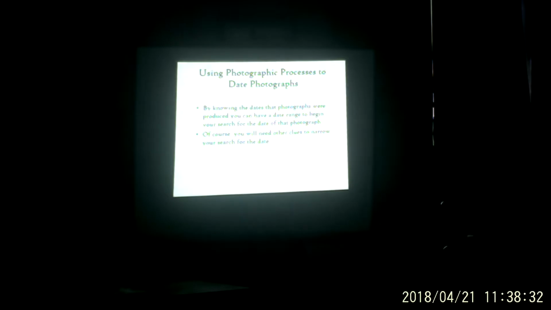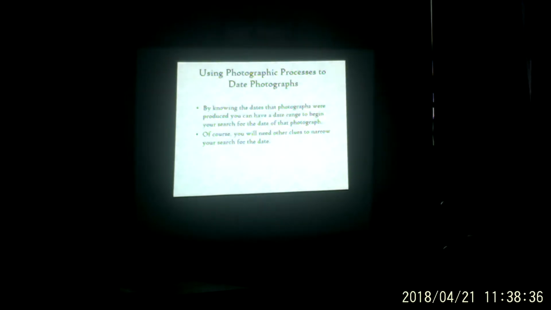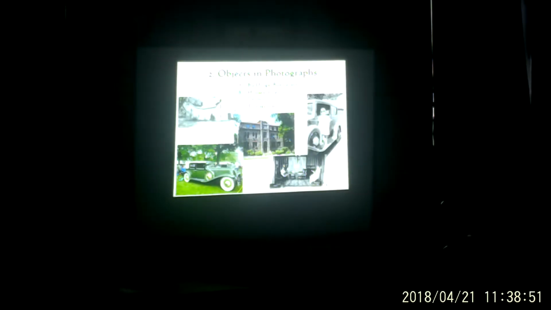Okay? Now, by knowing the dates of what photographs were produced, you can have a date range to begin with. I only gave you that to show you that they did change over time, how we actually put images down on glass, metal, or paper. And you do need other clues, though, to find the exact dates. Okay, next. Let's look at objects that are in photographs. What do we got? All kinds of buildings are in the background of photos. There's cars, things like that.